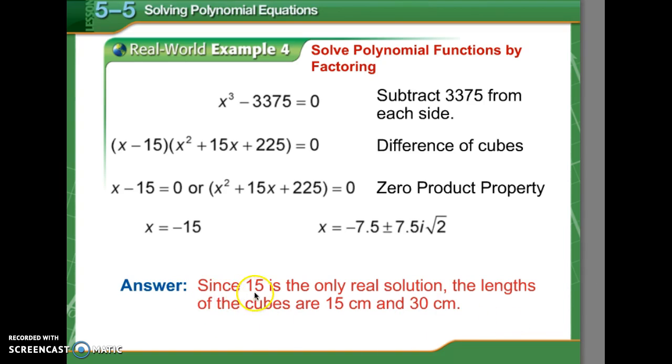So our answer is 15, so that means each of the lengths of the sides of the smaller cube is 15 centimeters, and the larger cube is twice as big, so it's 30 centimeters on each side.